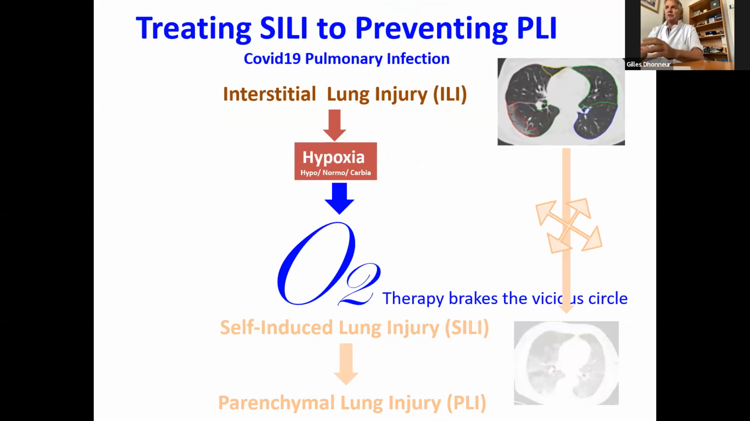Interstitial lung injury occurs sometimes without any symptoms. We discovered this pathology when systematically making a CT scan of the patient. Hypoxemia is standard for these patients with lung infection. They sometimes become hypoxemic very quickly. We need to give them oxygenotherapy to limit the risk of self-induced lung injury or parenchymal lung injury.